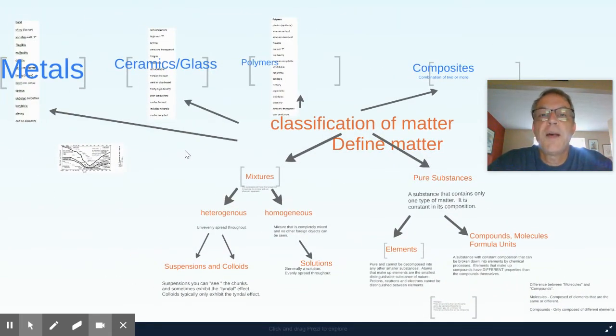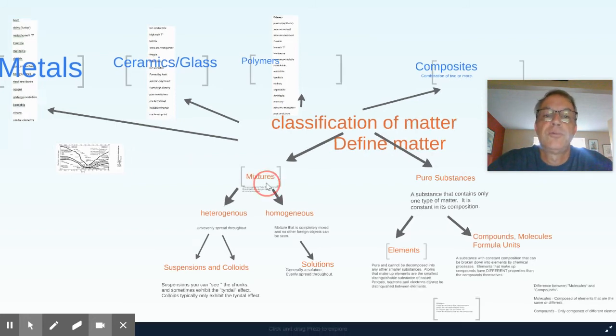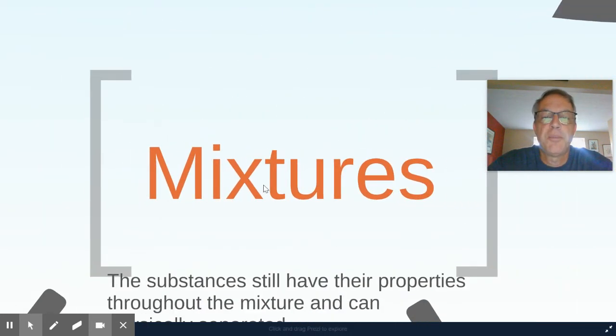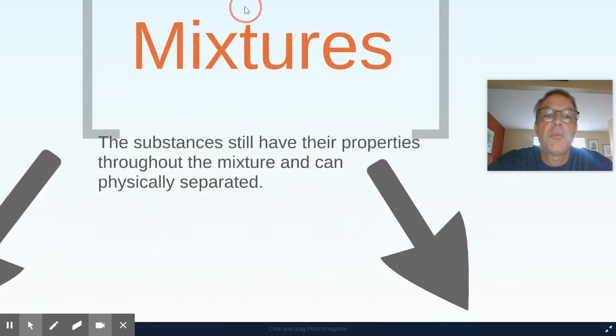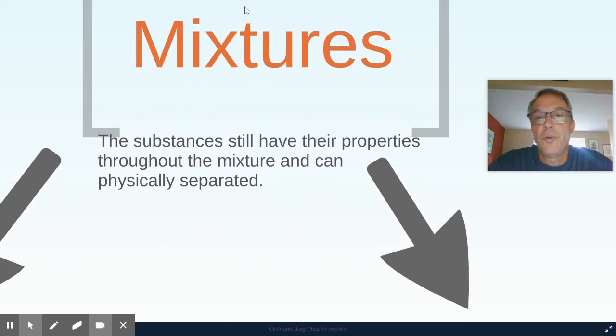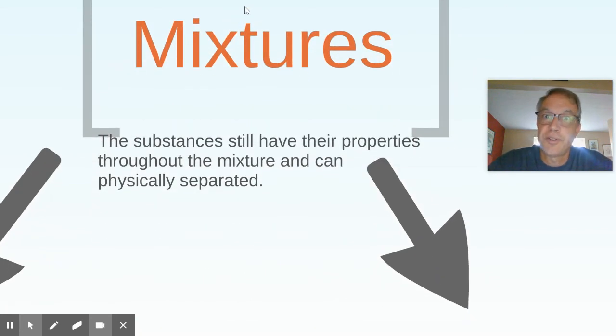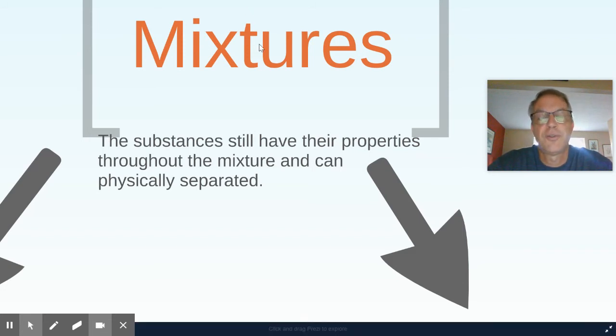So, what happens now if we take pure substances and we mix those together? Well, then we get mixtures, and the biggest thing about mixtures is that they maintain their properties throughout. So if you have oil and water, the oil's still the oil, the water's still the water. They still have their properties. They're just mixed together, kind of like vinegar or oil, like if you have it on salads.